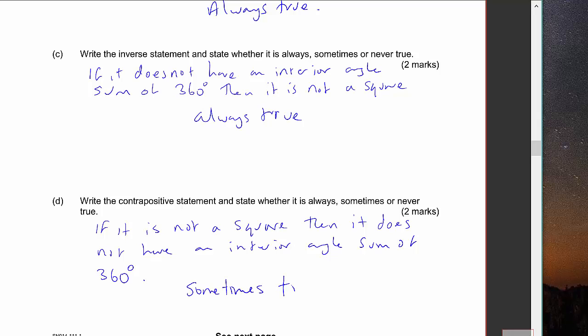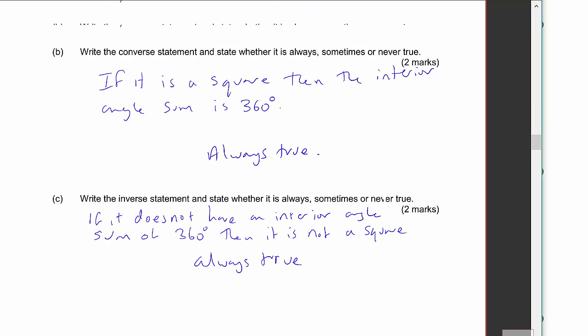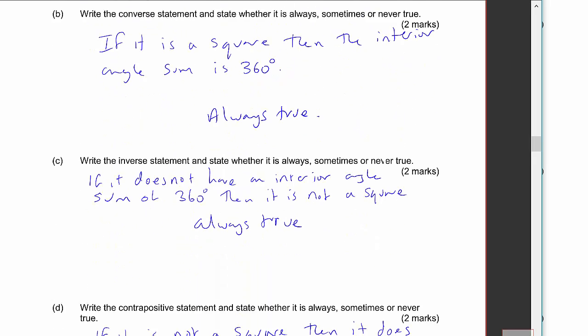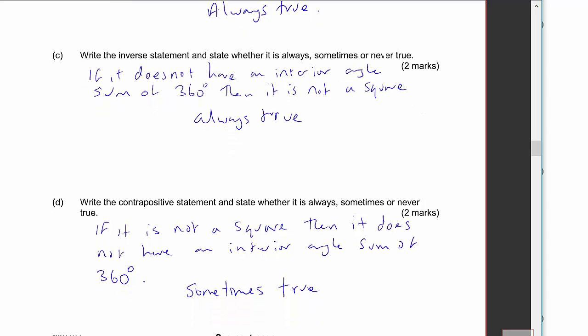It's not always true, because, for example, as we pointed out at the beginning, here we have a rectangle. That's not a square, but it does have an interior angle sum of 360. So this last one is just sometimes true.